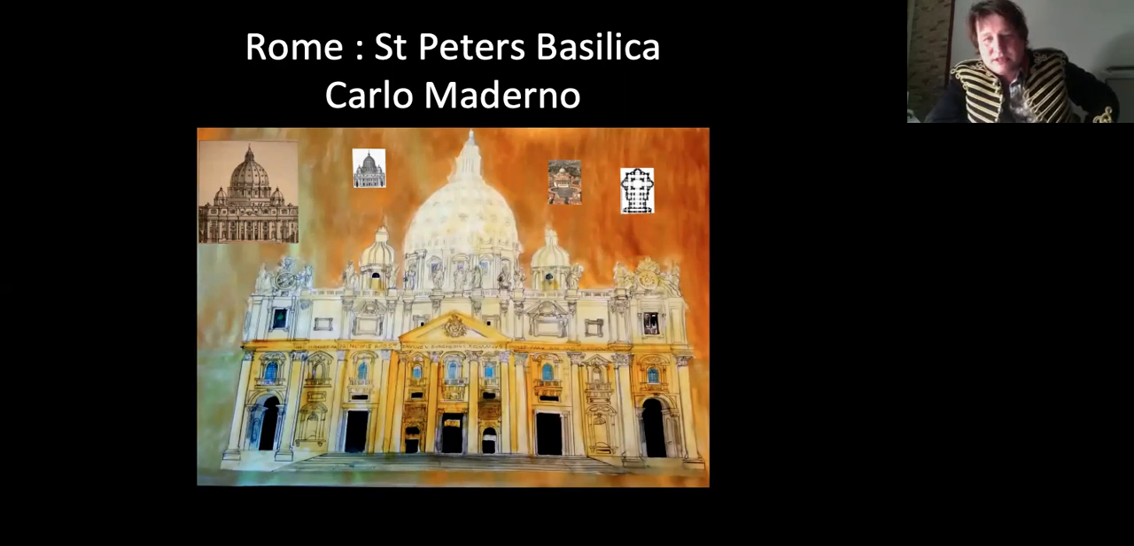Actually, this is a holy site of where St. Peter had his chair, if you like. It's not the actual seat or cathedra of the Pope. The Pope has another church called St.